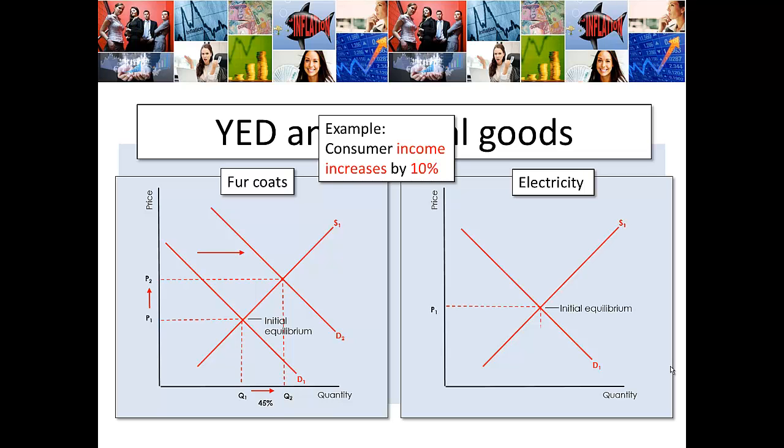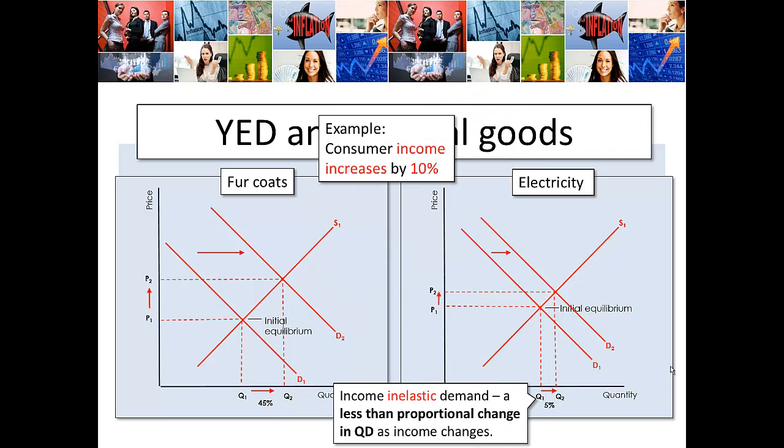Consumer incomes increased by 10%. A luxury good like a fur coat will see a large demand change. A necessity good like electricity will see a small demand change. So as consumer income increases, it's going to increase demand for both of these products, but for a luxury product the demand is going to increase by a lot more, and we can measure the change in the responsiveness of the quantity demanded on the x-axis there.